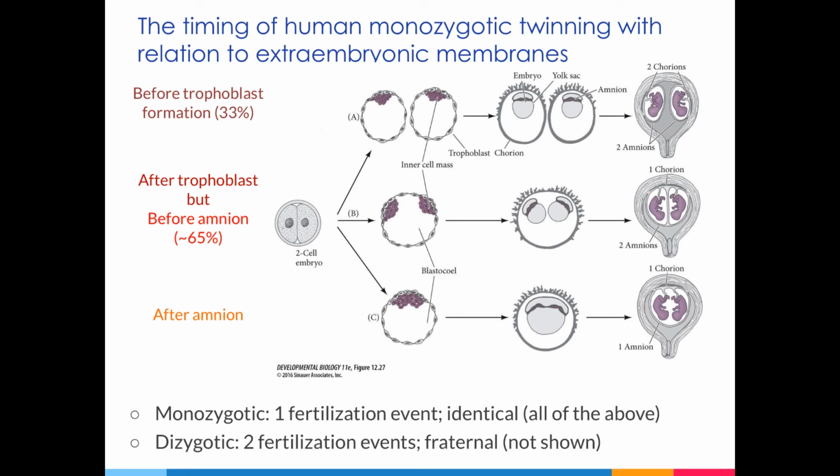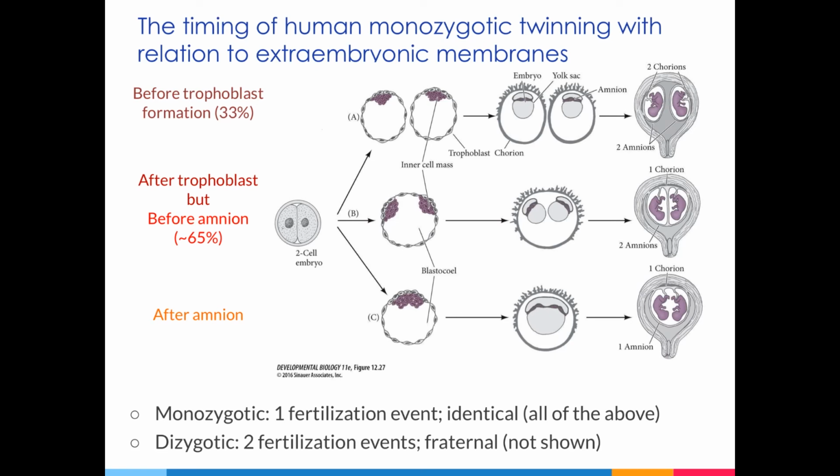The majority of monozygotic twins, approximately 65%, share the same placenta, but each twin has its own amnion. About a third of monozygotic twins each have both their own amnion and their own placenta. And in a few cases, monozygotic twins share both the placenta and the amnion. Whether or not twins share a placenta and/or an amnion depends on when the separation event took place during development.